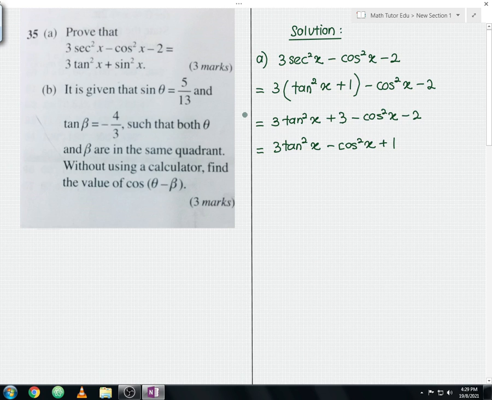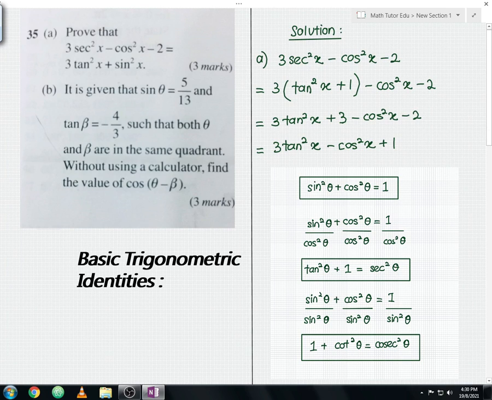So try to compare with the right hand side equation again. You have tangent square x and sine square x. So this sine square x you must relate to this equation. So how is it possible for us to relate to this equation? Try to recall again the basic trigonometric identities where sine square x plus cos square x equals 1. So in order to find this cos square x, it will be equal to 1 minus sine square x. So from here let us continue our working.